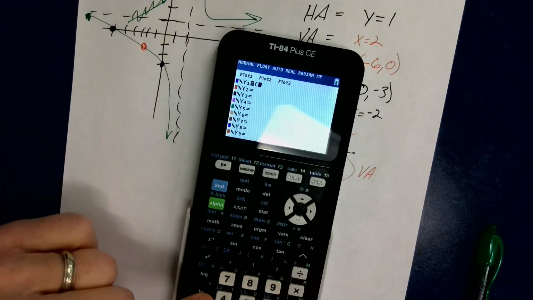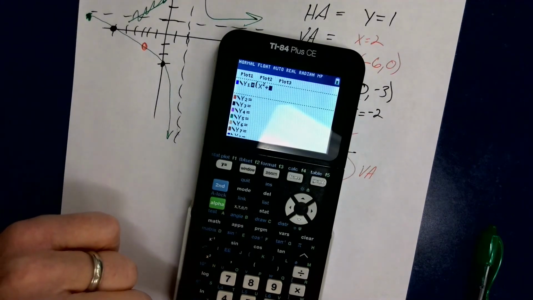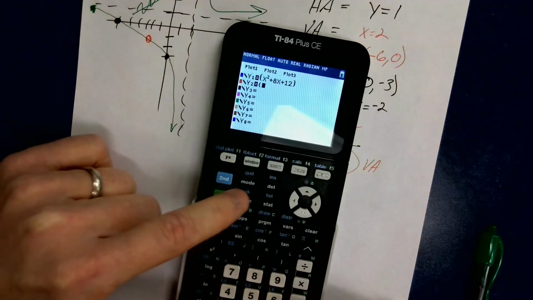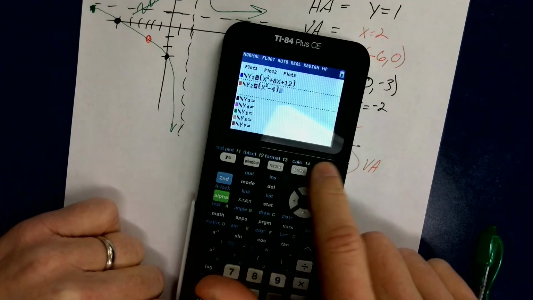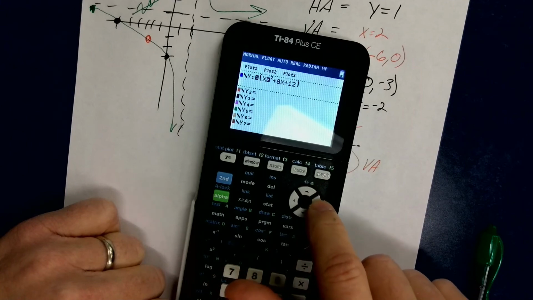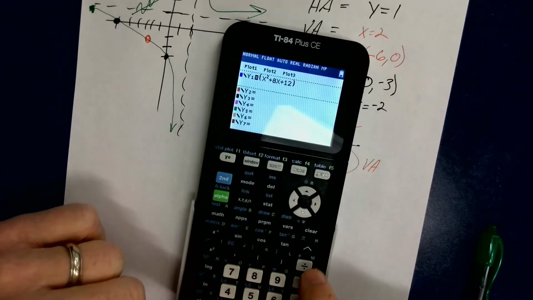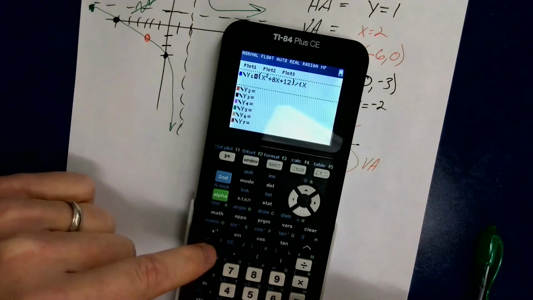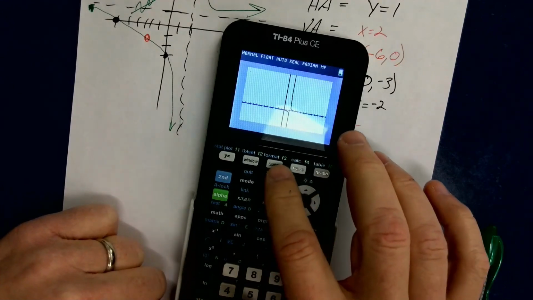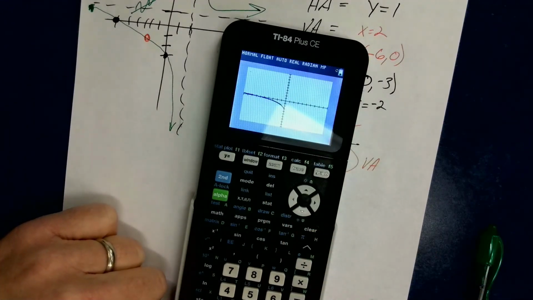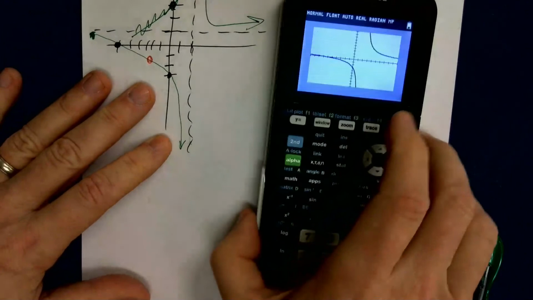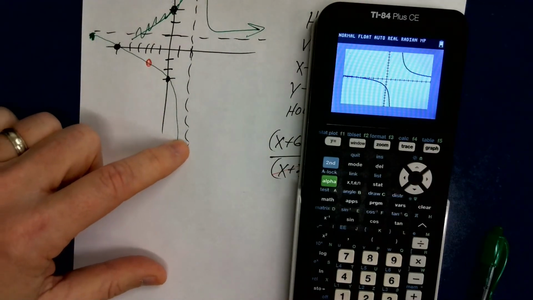Parentheses x squared plus 8x plus 12, close parentheses, divided by parentheses x squared minus 4, close parentheses, and graph. Oops, sorry, one more here, zoom 6. So does that look just like that? Yeah, that looks pretty good. Sorry about that, there's a little sunshade on it.